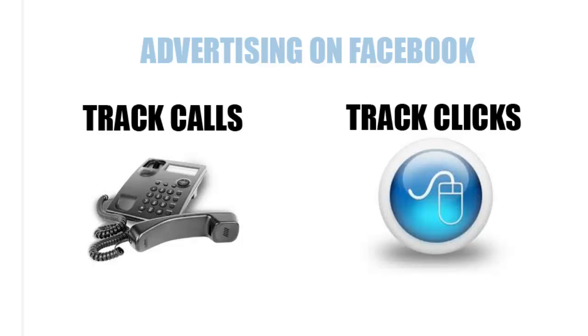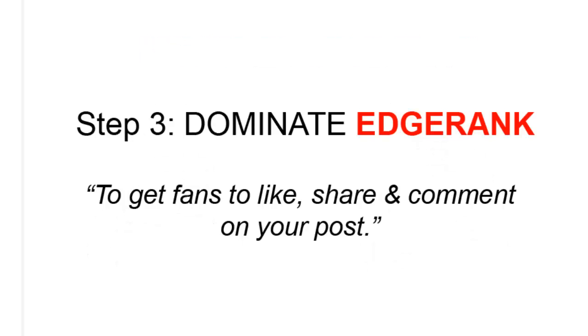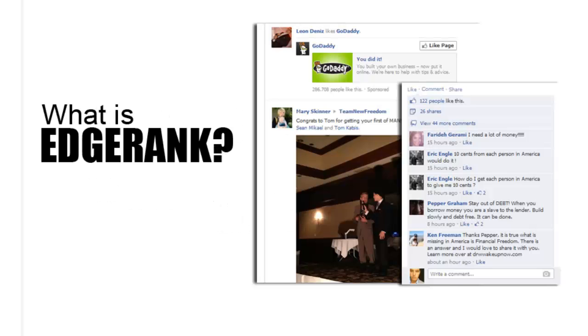Again, after you establish a great number of followers on Facebook, we recommend the third and final step, which is dominate EdgeRank, to get fans to like, share, and comment on your posts. Now, what is EdgeRank? EdgeRank is the Facebook algorithm that decides which story shows up on the newsfeed. The algorithm hides boring stories, so if your story doesn't score well, no one will see it.